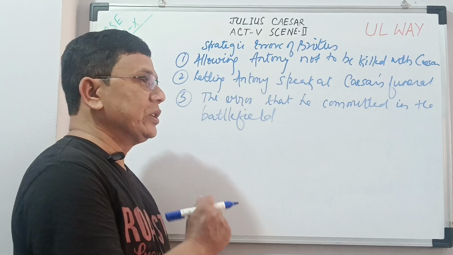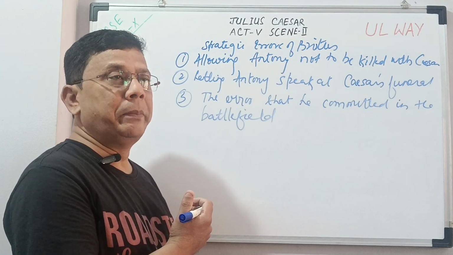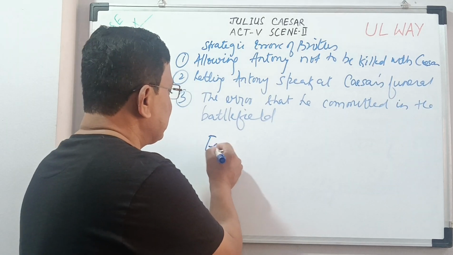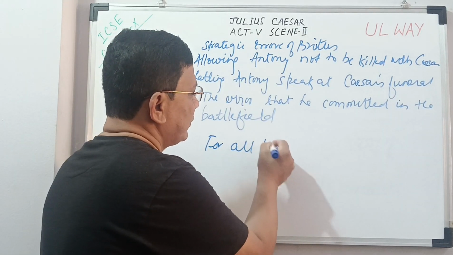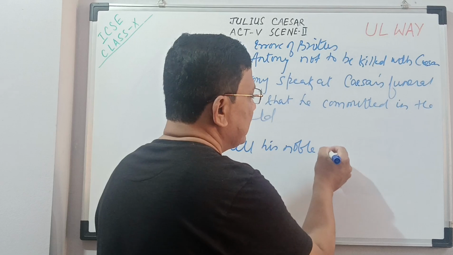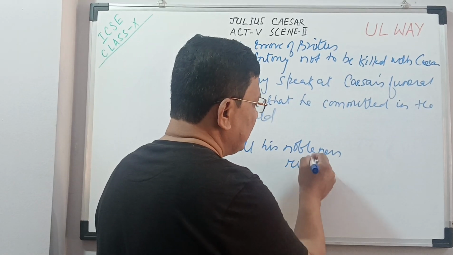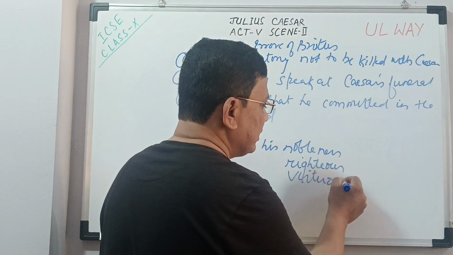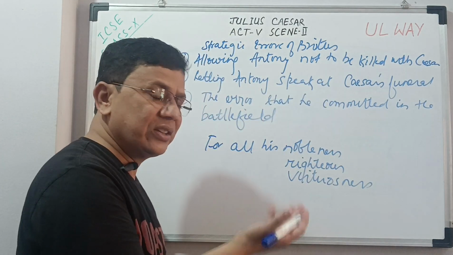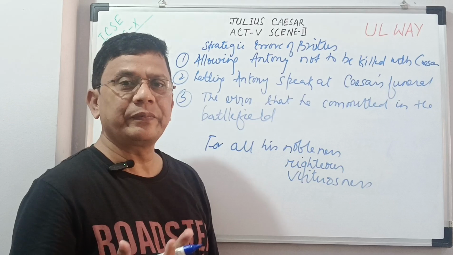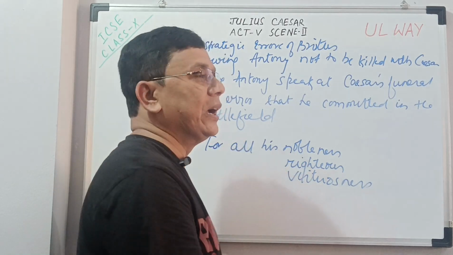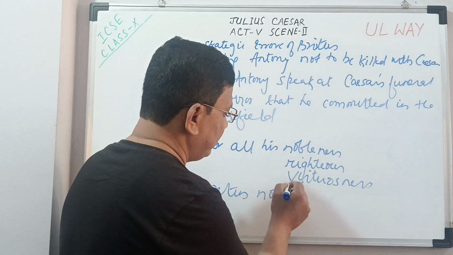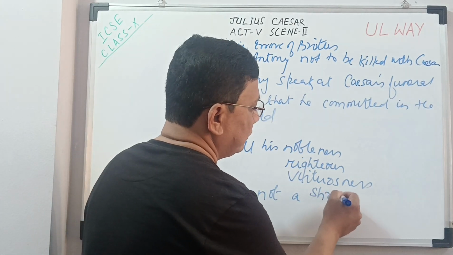The third error that Brutus committed was the error that he committed in the battlefield, and that proved to be fatal. So for all his nobleness, righteousness, virtuousness, Brutus was not a shrewd mind.